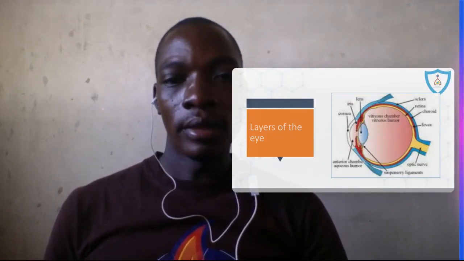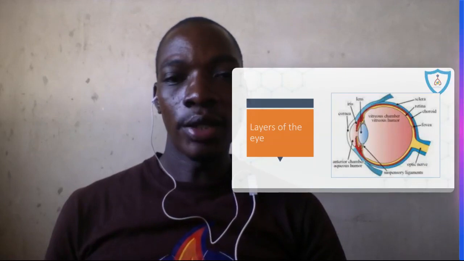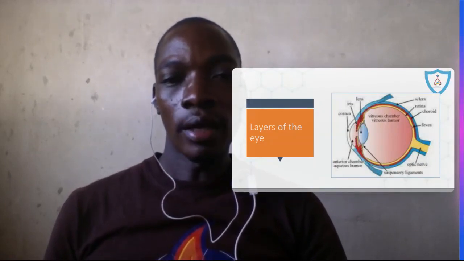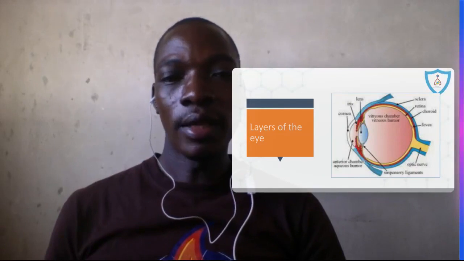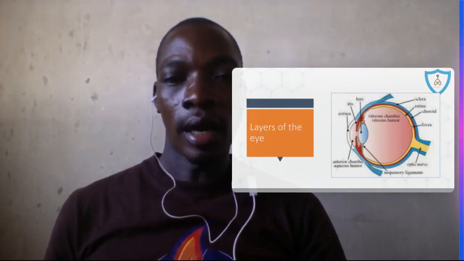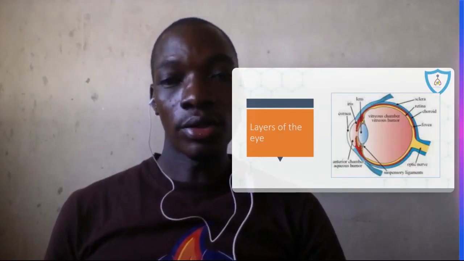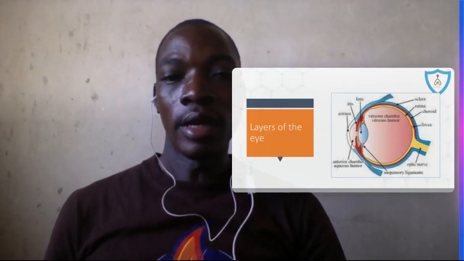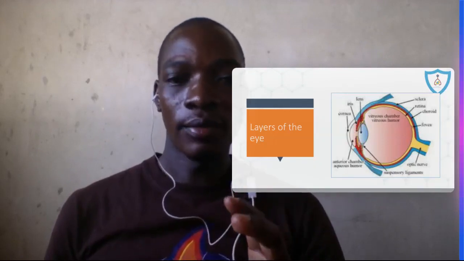So, other parts of the eye we can see here. The lens divides this eye to give us an anterior chamber and a posterior chamber. Here we've got what we call the aqueous humor, and this is a watery fluid that is found anterior to the lens, and also has a function in terms of refraction of light.